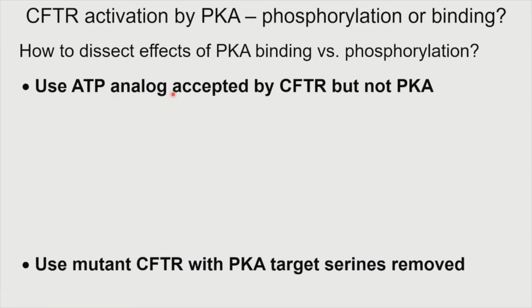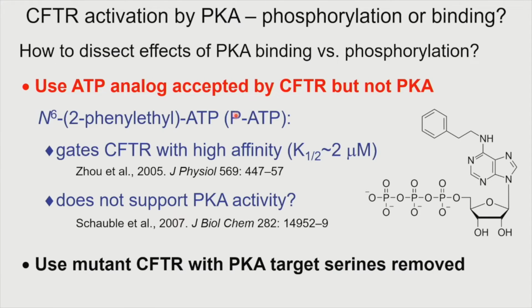One approach would be to use an ATP analog that can gate CFTR but cannot bind to PKA and can therefore not be used for phosphotransfer. Another approach would be to generate mutant CFTR channels in which all the PKA target serines are removed. So we started with the first approach and indeed managed to find a suitable ATP analog.